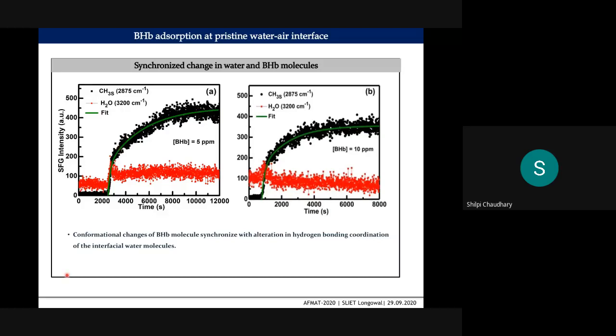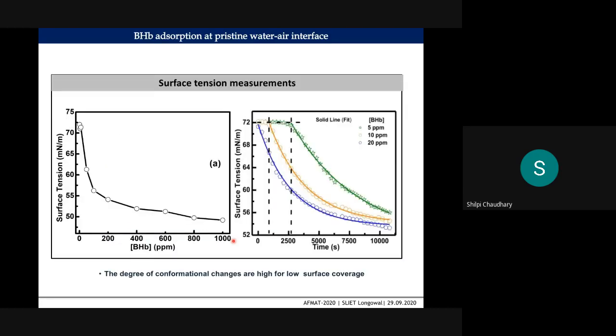So in one line, I can say that the conformational changes of the bovine hemoglobin molecule synchronize with alteration in the hydrogen bonding coordination of the interfacial water molecules. And just to make sure that this is not happening only with the SFG, we have done the surface tension measurements for the same.